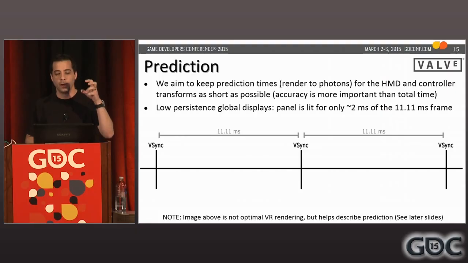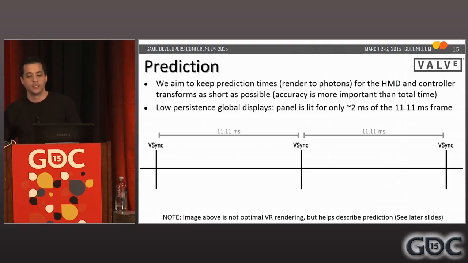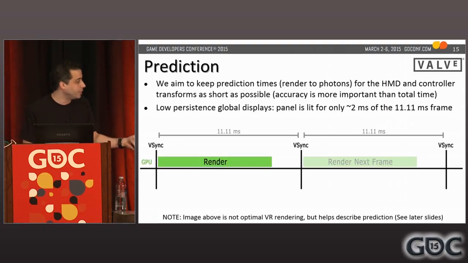So the HTC Vive has low persistence global displays, meaning that of the 11.1 millisecond frame, the panels are only lit for about 2 milliseconds, give or take, okay? So let's look at 2 frames sandwiched by 3 VSyncs, okay? Here's the GPU, and I want to make sure there's no overscan on this, it'd be terrible.